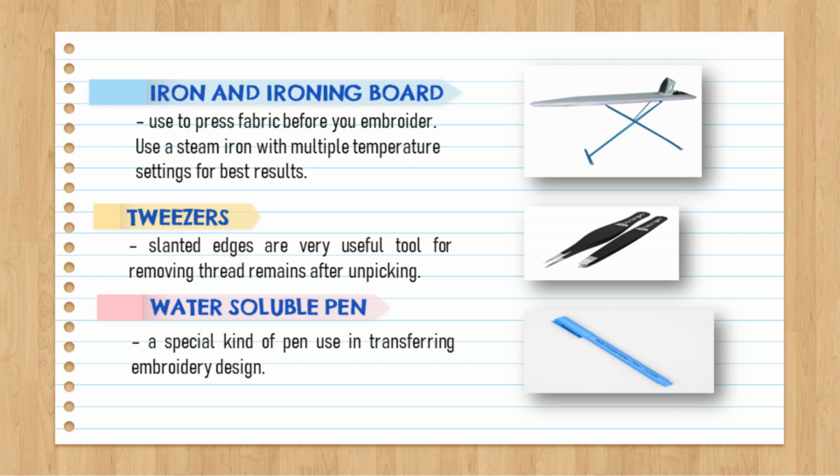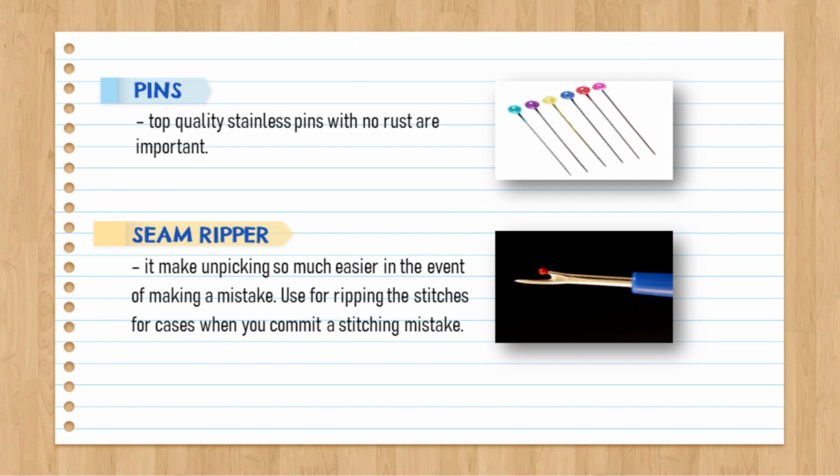18. Water-soluble pen, a special kind of pen used in transferring embroidery design. 19. Pins. Top quality stainless pins with no rust are important. 20. Seam ripper. It makes unpicking so much easier in the event of making a mistake. Used for ripping the stitches for cases when you commit a stitching mistake.